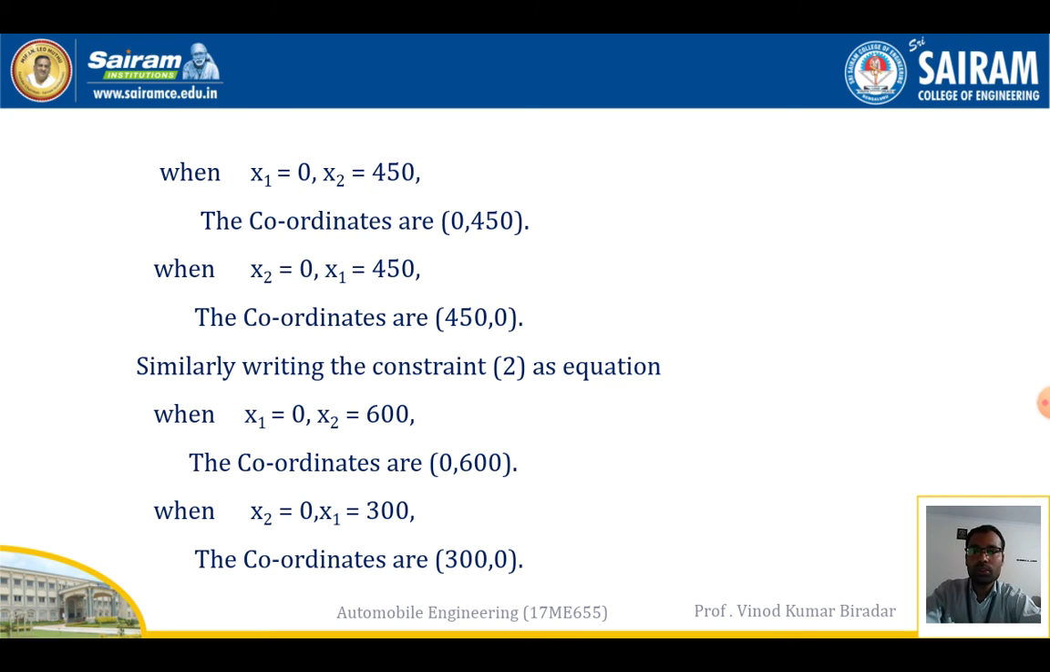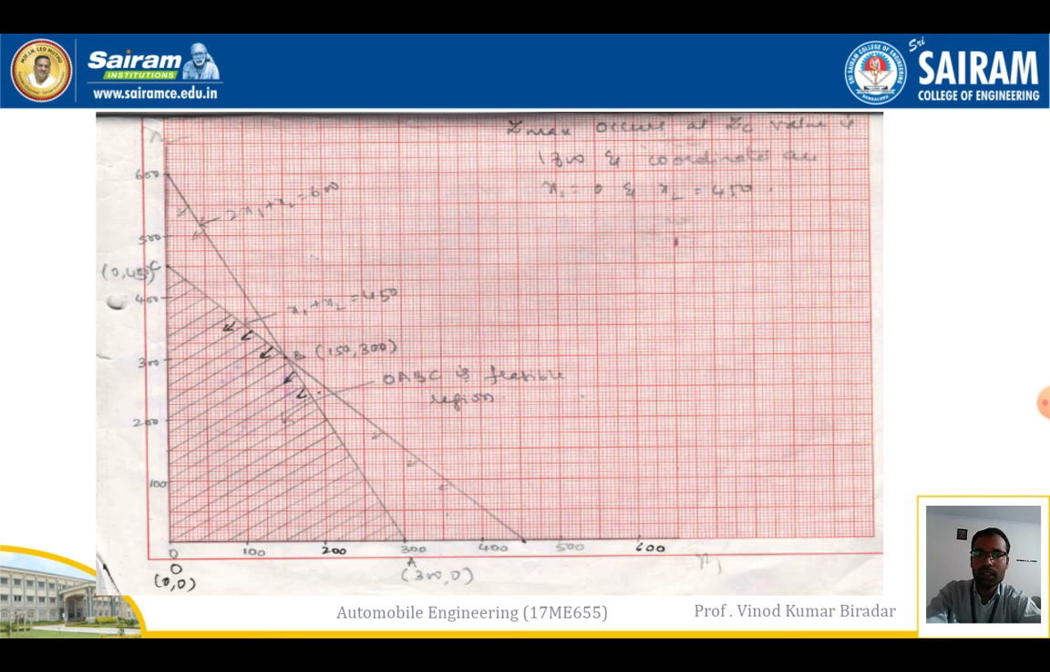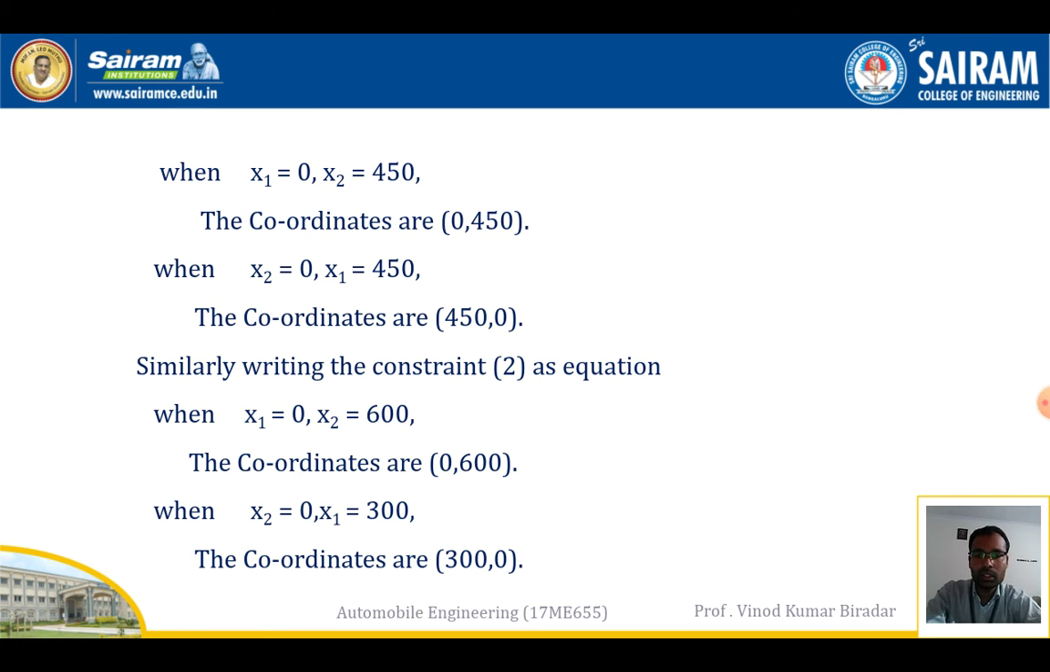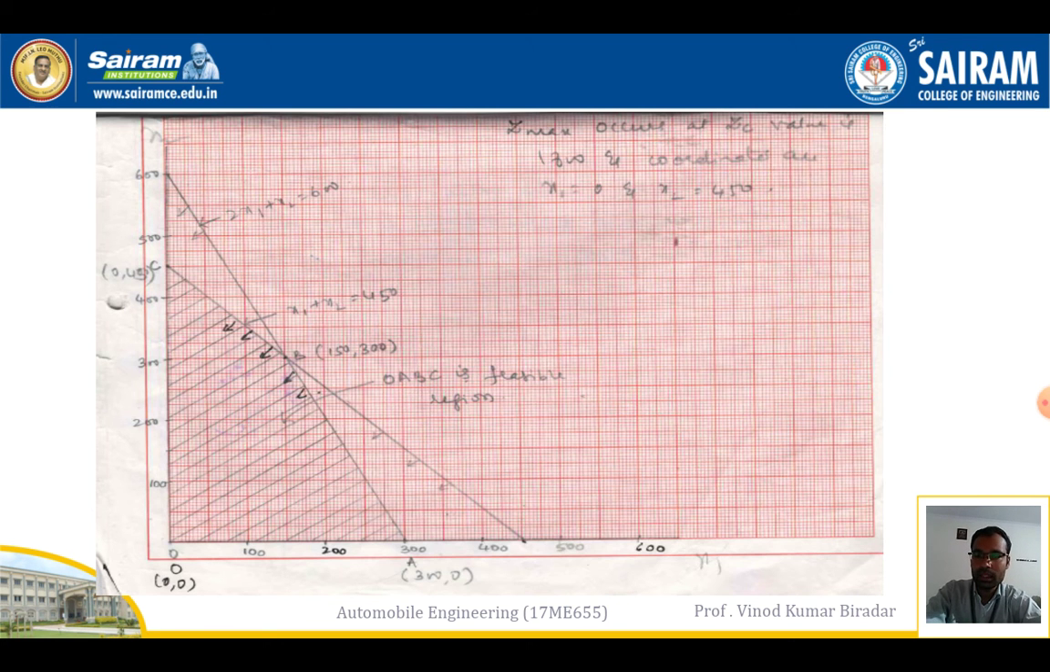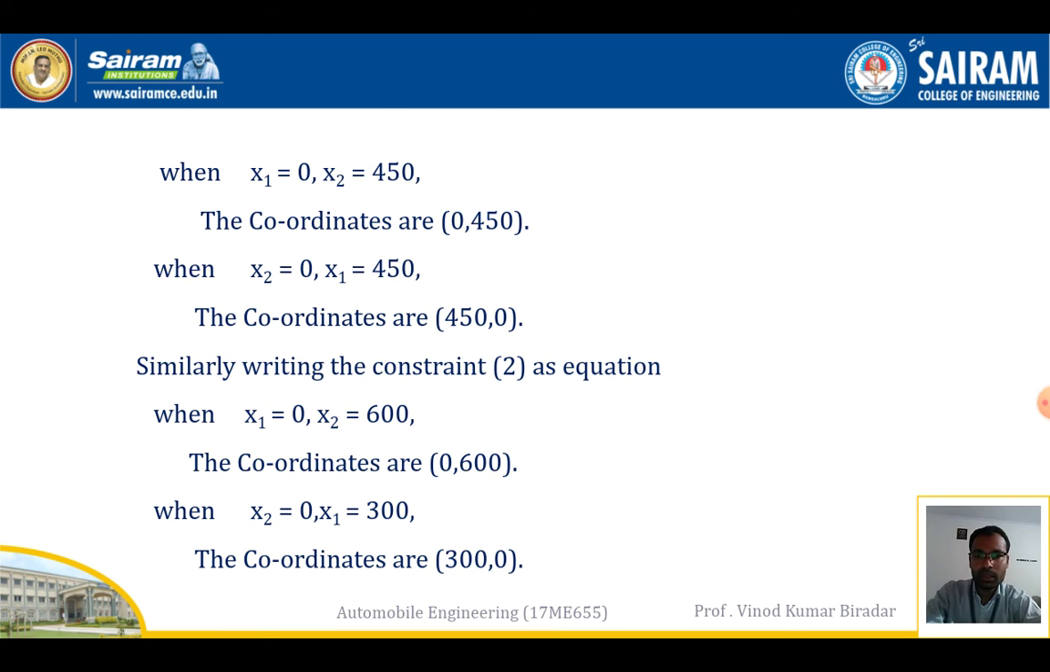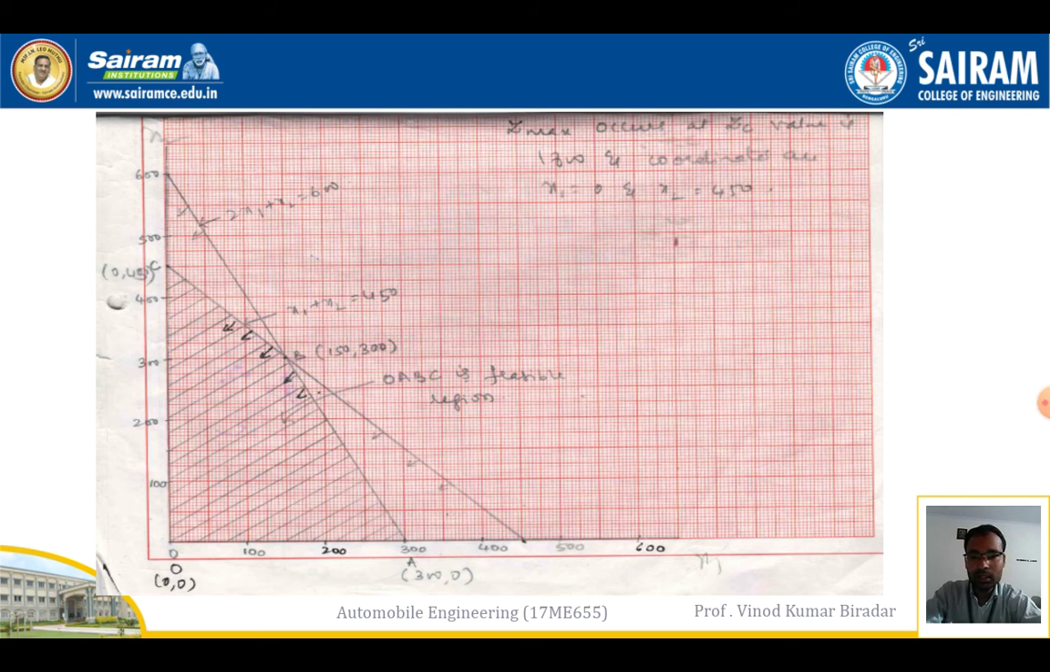So for that we solve this. Here from the first equation we got the coordinates 0 comma 450 and 450 comma 0. From the second equation we got the constraint coordinates 0 comma 600 and 300 comma 0. Okay, so from that we will plot all these points, these coordinates, on the graph sheet. So write the x and y axis. The maximum point along the x axis is only 600, so you can take along the x axis 0, 100, 200, 300, 400, 500, 600, and the y axis 100, 200, 300, 400, 500, 600.